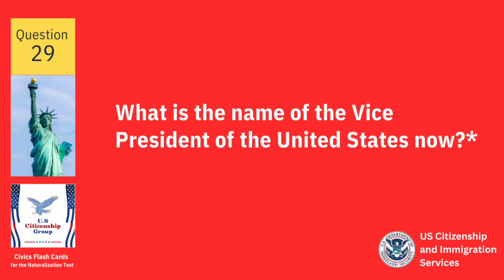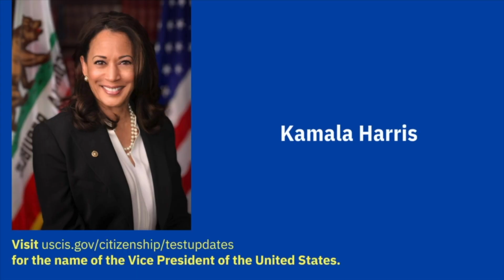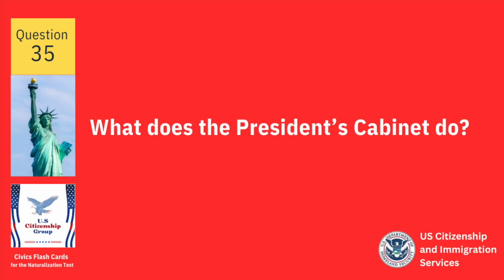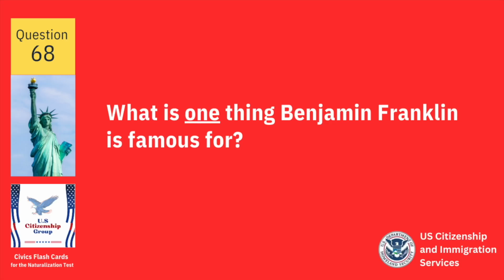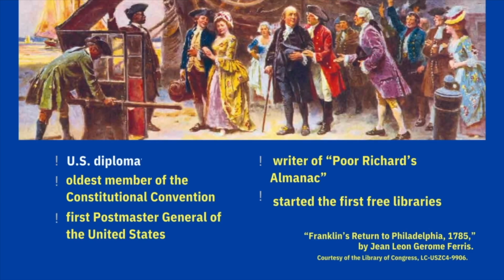What is the name of the Vice President of the United States now? Kamala Harris. What does the President's Cabinet do? Advises the President. What is one thing Benjamin Franklin is famous for? U.S. diplomat.